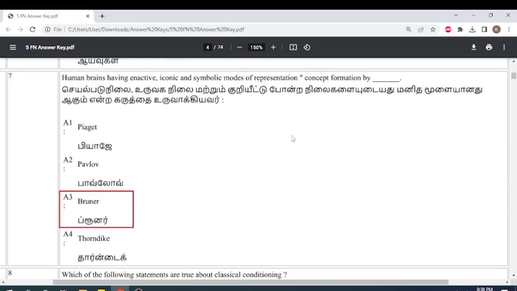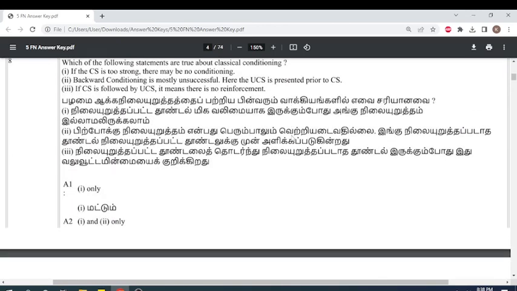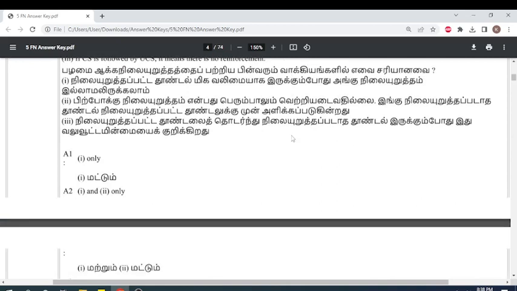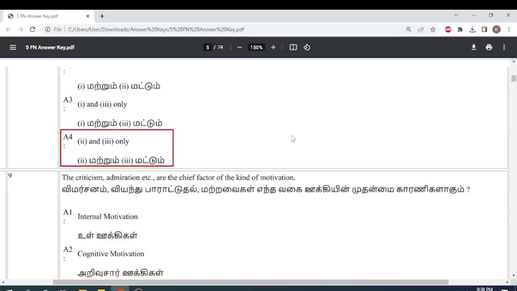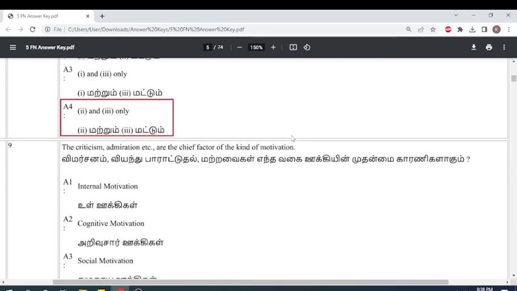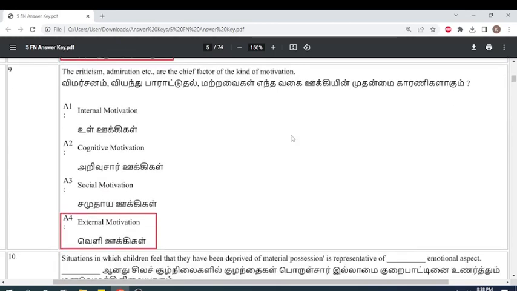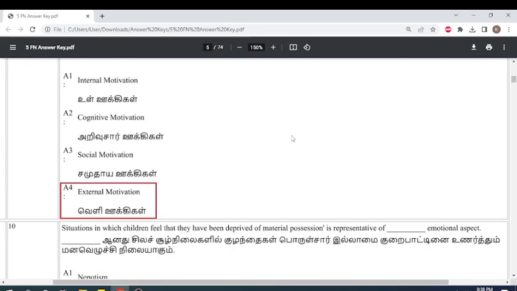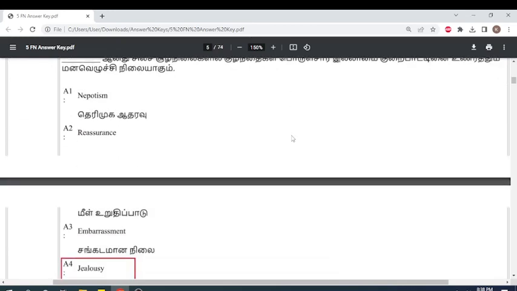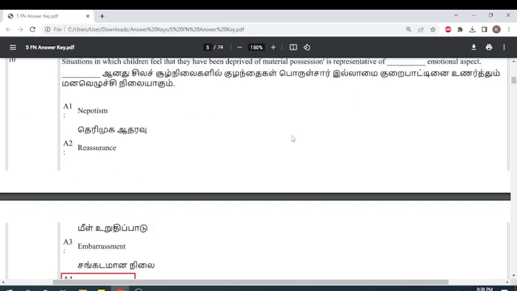Seventh question answer A3. Eighth question answer A4. Ninth question answer A4. Tenth question answer A4.